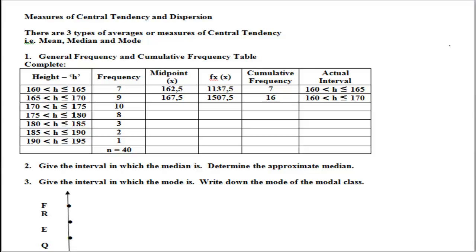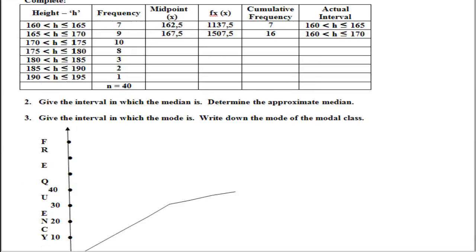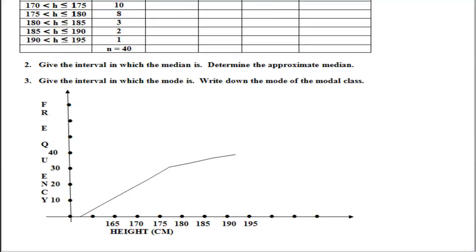Now you also need the modal class. They said give the interval and write down the mode of the modal class. Looking at the modal class, the most popular one is again 10, and that's in that interval, so that becomes the modal class. They wanted you to write down the mode of the modal class, so you can give the midpoint, that's fine. And there's your ogive curve, which is plotted against the heights you're given, and you plot your curve according to that.